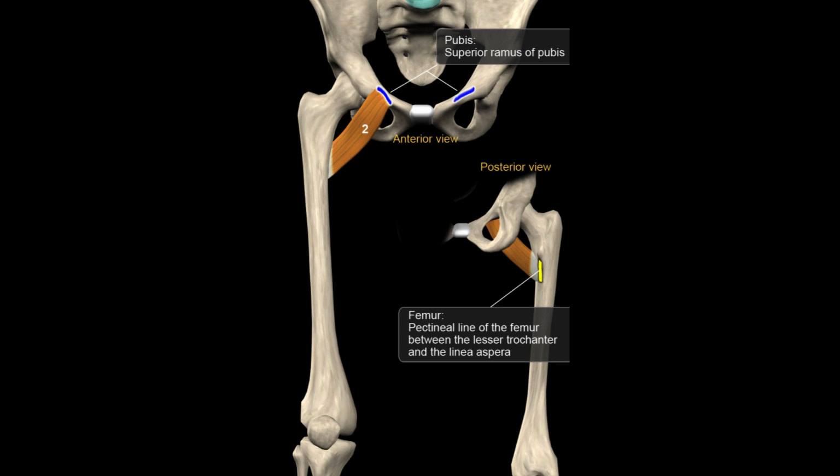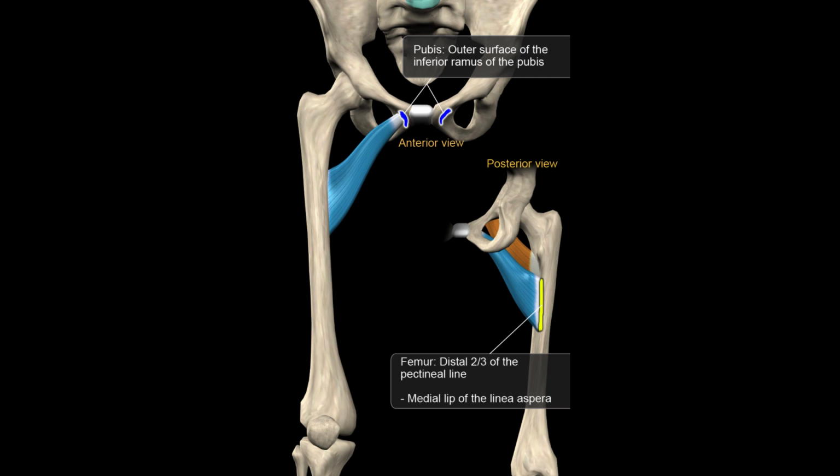Other adductor group muscles include the Pectineus. It attaches to the superior ramus of the pubis and the pectineal line of the femur. Along with hip adduction, it is a synergist in hip flexion.